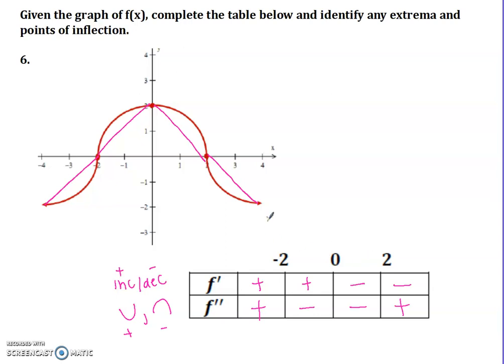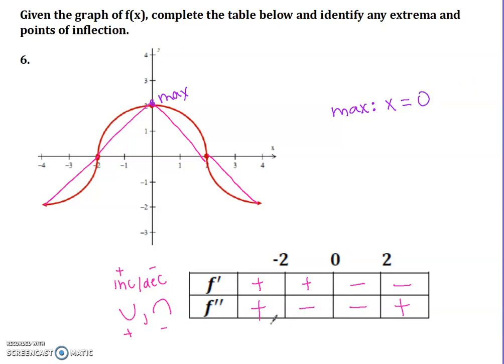Then from here, they ask us to identify extrema, which are our max and our mins. Since they don't ask for the coordinates, we can just write x equals. So I can see here's going to be my only extrema, because this is the only place f prime changes. Okay, so it goes from increasing to decreasing, so I can see that's a high point. So I'm going to have a max at x equals 0.